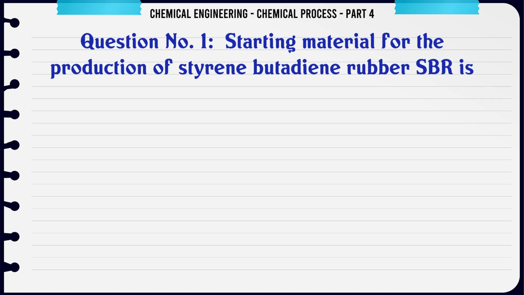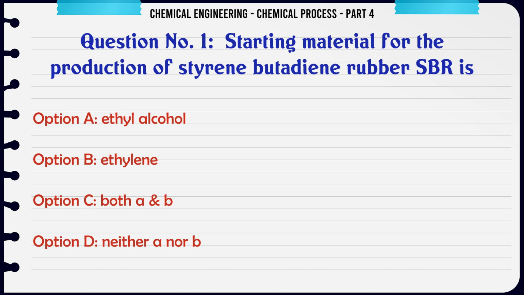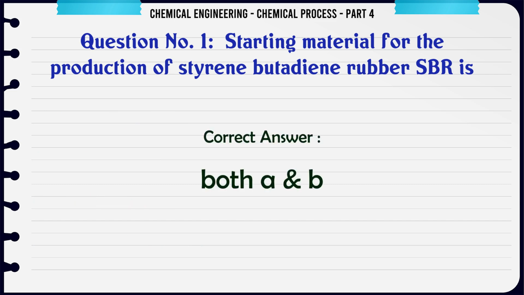Starting material for the production of styrene butadiene rubber SBR is A. Ethyl alcohol, B. Ethylene, C. Both A, B, D. Neither A nor B. The correct answer is both A, B.